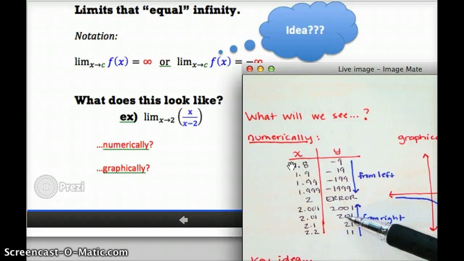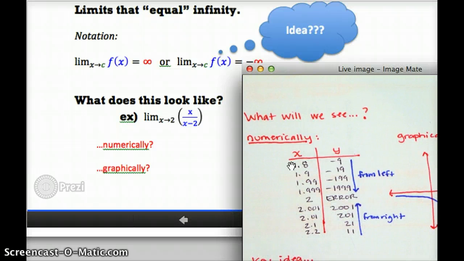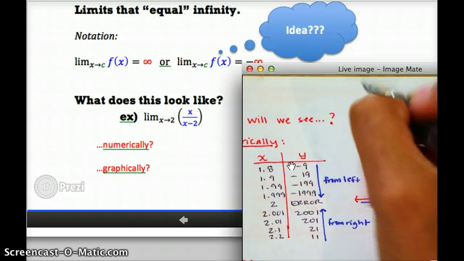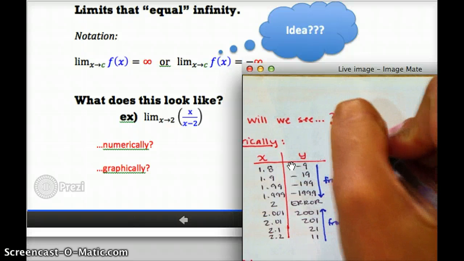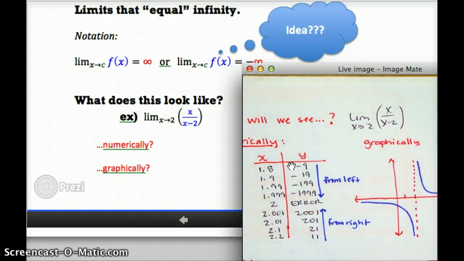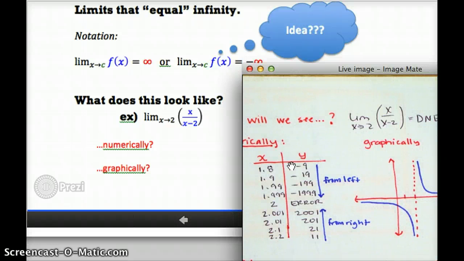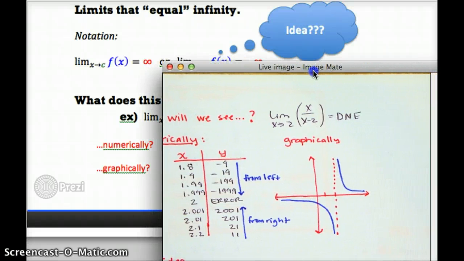So what we would say is that the limit of x approaching 2 of x over x minus 2 from the left is negative infinity. And the limit from the right is positive infinity. Basically what that means is the actual limit doesn't exist. So when you write limit as x approaches 2 of x over x minus 2, this is the normal limit, and this would be does not exist. However, the one-sided limit does exist, and we could talk about the one-sided limit if we wanted to.